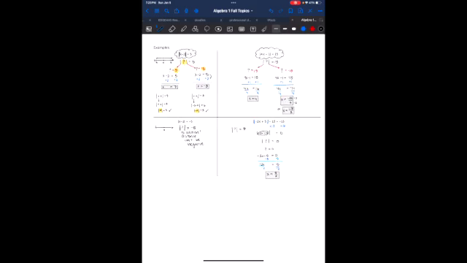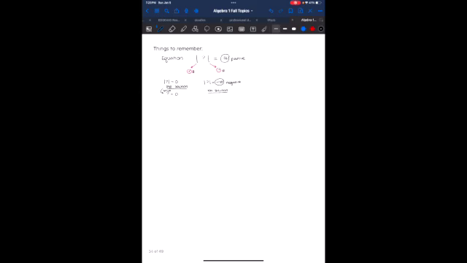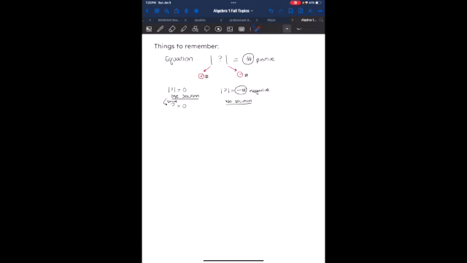So those are the 4 examples that I have for you of solving absolute value equations. Let's go ahead and look at some things to remember. First up, when we were looking at the equation, the format was that we had the absolute value of something was equal to a positive number. In order to solve, we separated out our absolute value bars into a positive solution and a negative solution.